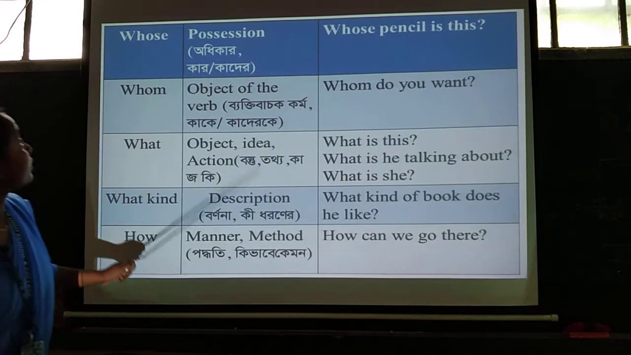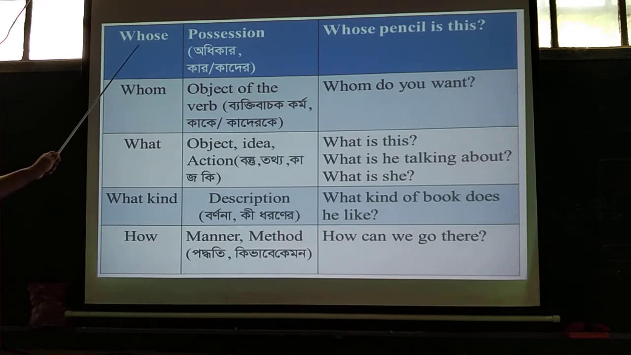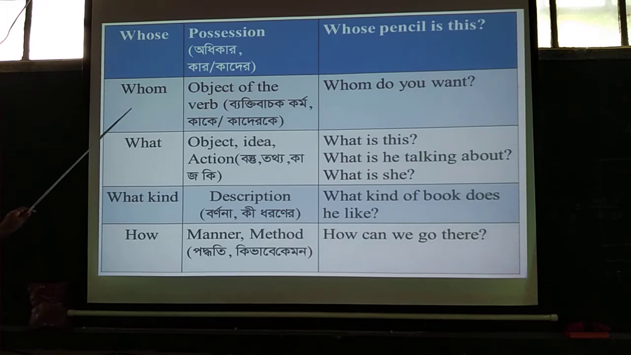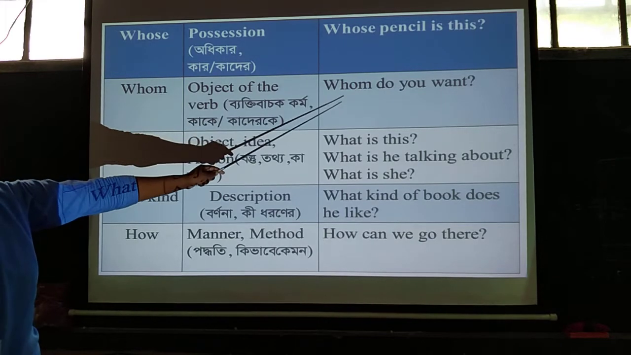There are some more WH question words like whose. We use whose to know someone's possession, like whose pencil is this? Whom. We use this WH question word to know about the object of the verb, like whom do you want?